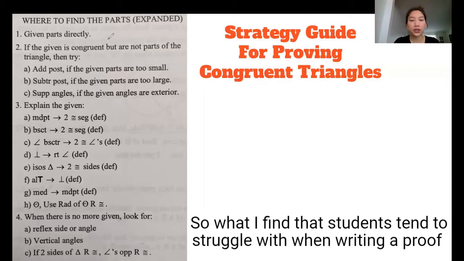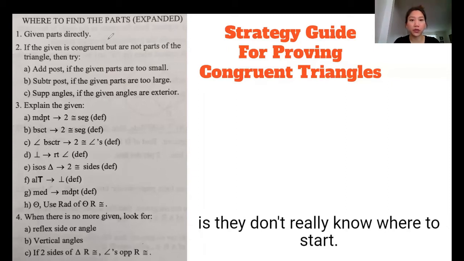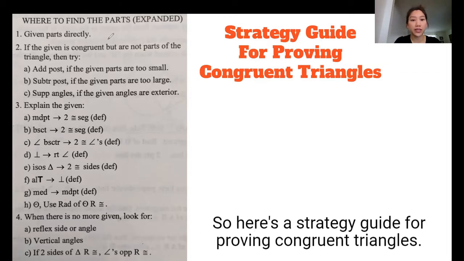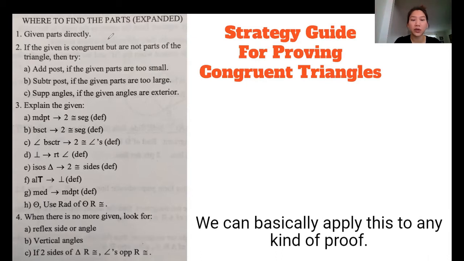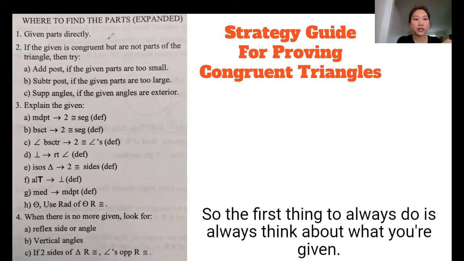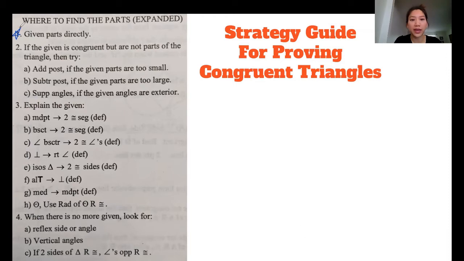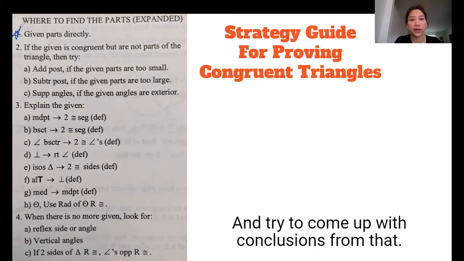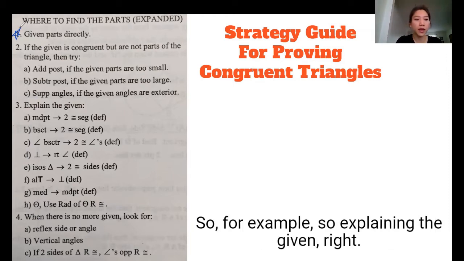What I find that students tend to struggle with when writing a proof is they don't really know where to start. So here's a strategy guide for proving congruent triangles, but you can basically apply this to any kind of proof. It's just that what you're aiming for might be a little bit different. The first thing to always do is think about what you're given and try to come up with conclusions from that. So, explaining the given.